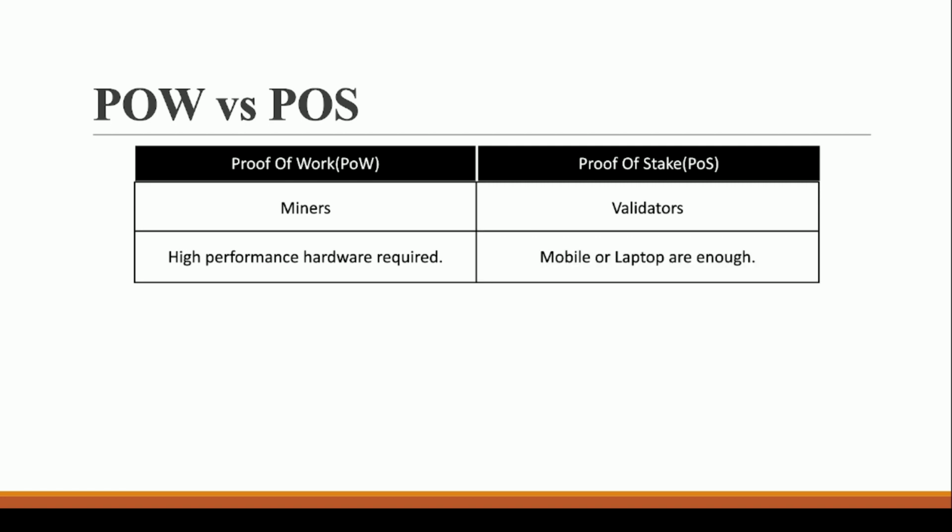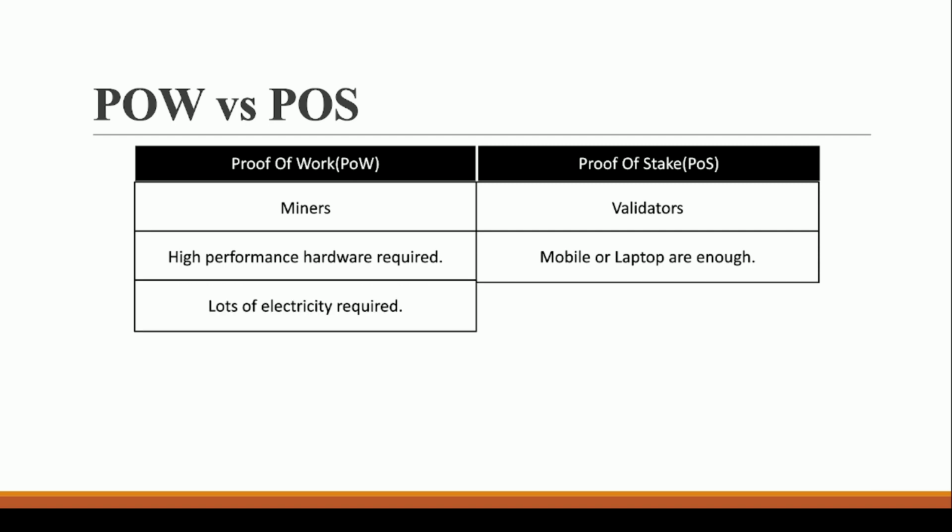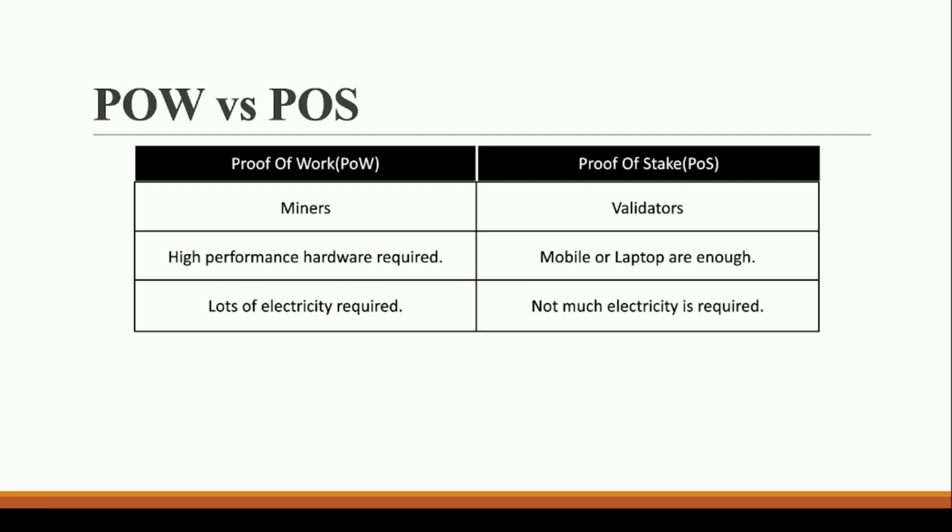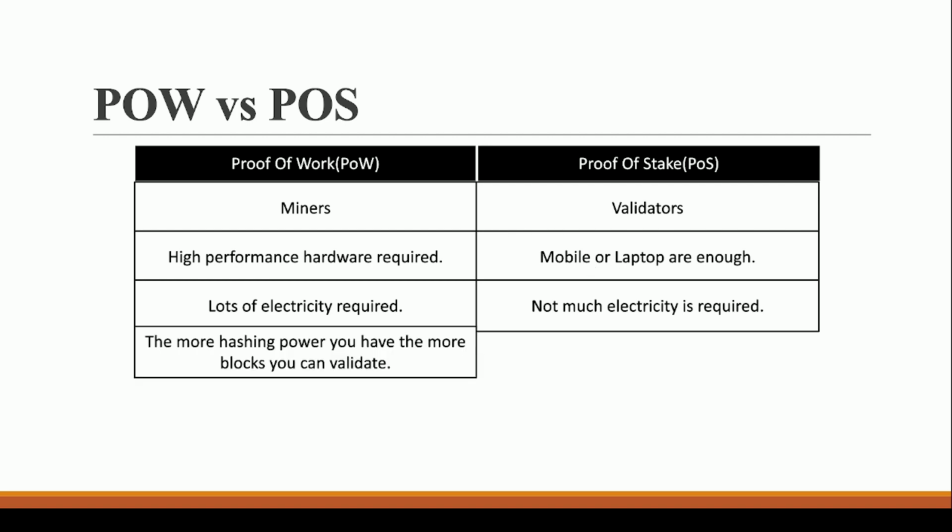While in case of proof of stake, you just require your mobile or your laptop, and that is more than enough. If we talk about proof of work, it requires a huge amount of electricity. While if we talk about proof of stake, it does not require any kind of electricity, and that is very simple, right? You can simply mine for the Ethereum blockchain using your mobile or your laptop. If we talk about proof of work, the more hashing power you have, the more blocks you can validate. So the person who has huge technology for mining will have the most hashing power, right? And since he has the most hashing power, the chances of mining a particular block are very high.